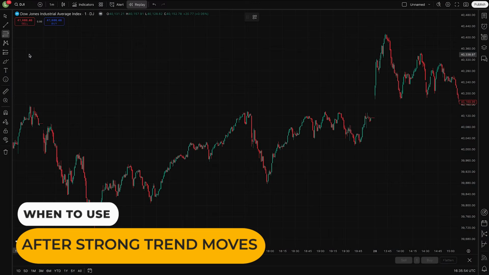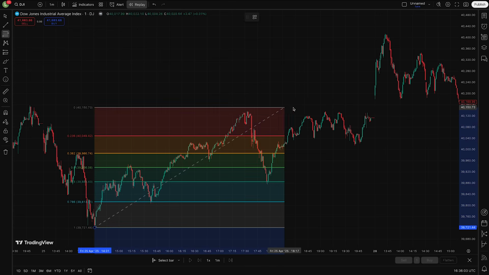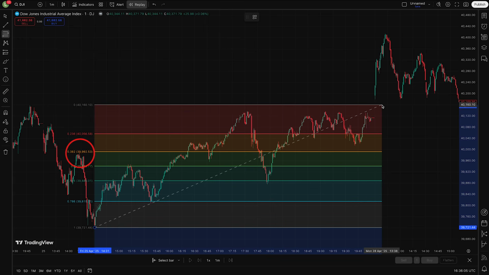So first of all, we look at the structure of the market and we find where a new trend has started. Then we click on the Fibonacci retracement tool here, and from this lowest point, we click and drag all the way to the highest swing point. 38.2% and 61.8% are the most watched levels. 50% isn't actually a Fibonacci number, but it's commonly used because the price often retraces halfway.